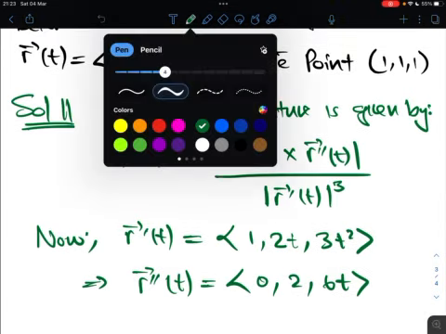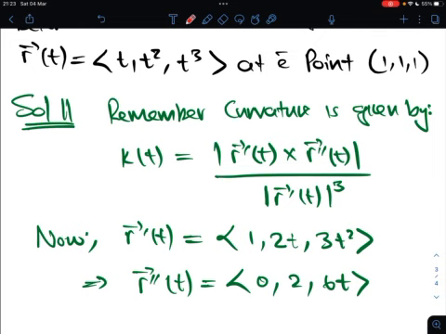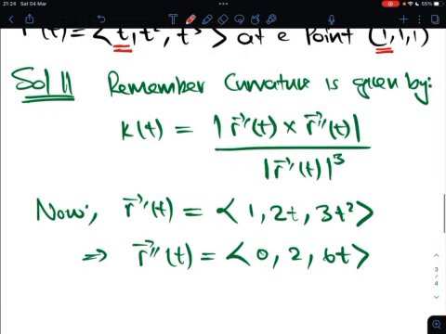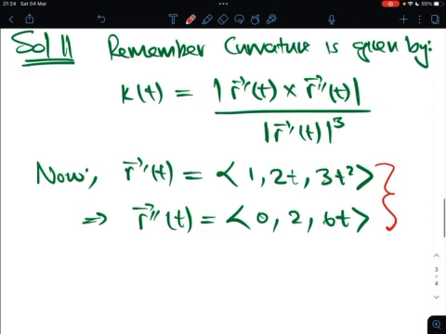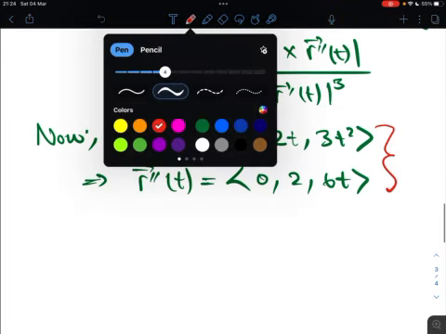If you look at the point that is given, you can see that the general point has the x component as t, and the point given has the x component as 1, which shows us that this particular point corresponds to a parameter value of 1. So we are interested in finding the curvature when t is equal to 1, which means I have to take these two and evaluate them when the parameter is equal to 1. So what do we get?